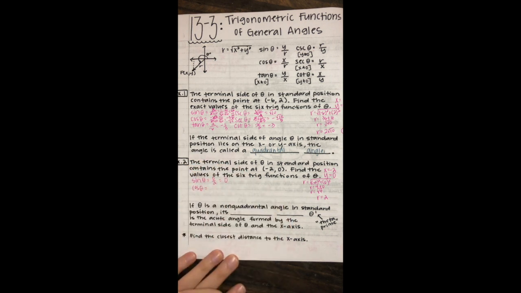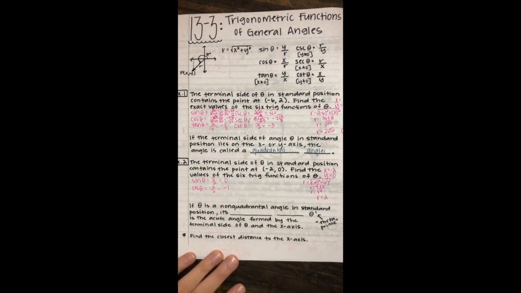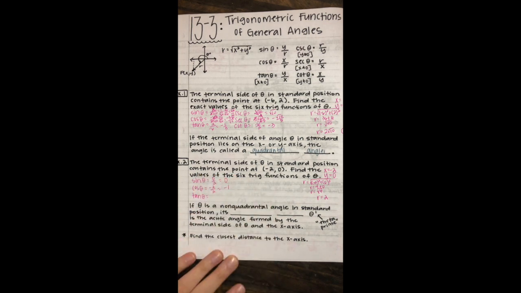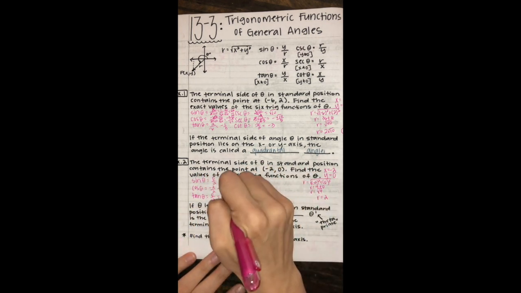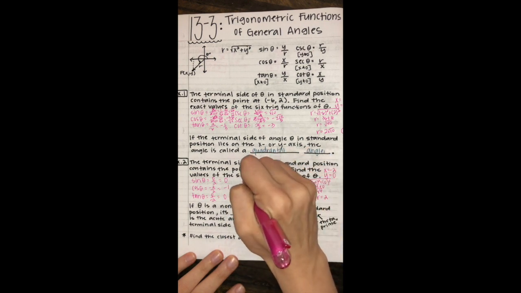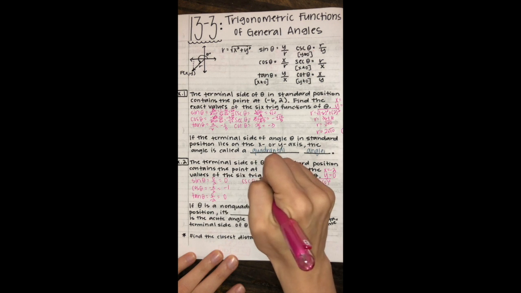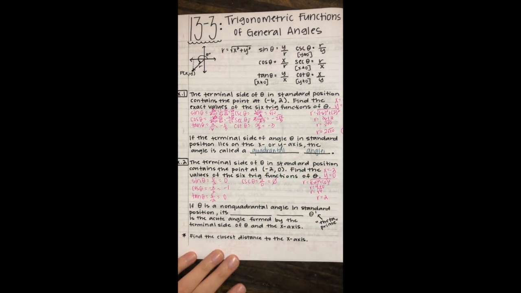Cosine theta is x over r, so negative 2 over 2, which reduces to negative 1. Tan theta, y over x, 0 over negative 2, so 0 on top, that's just 0. Cosecant theta, r over y, 2 over 0. Well, you can't have a 0 on the bottom, that is undefined, so no solution or undefined.